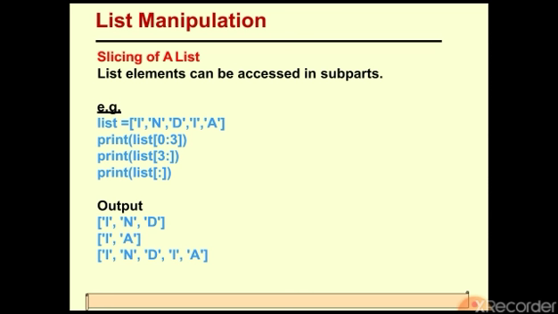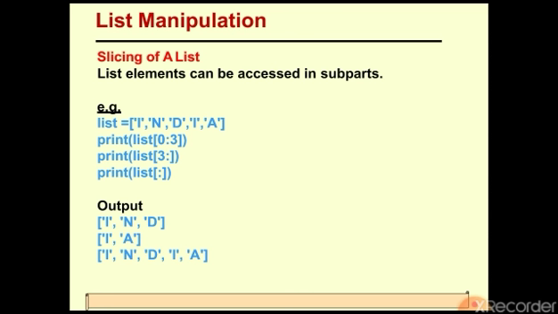How do we divide a list into parts? By slicing it. Slicing means cutting into different parts. Now here, for example, we have a list of 5 elements: I, N, D, I and A. So what we are going to do here: in the first print statement we have taken the list slice as 0 to 3.